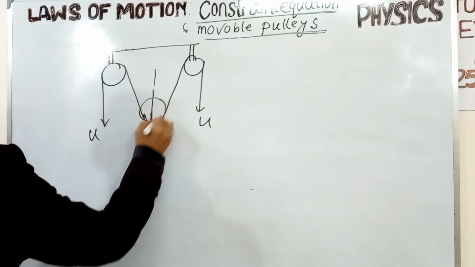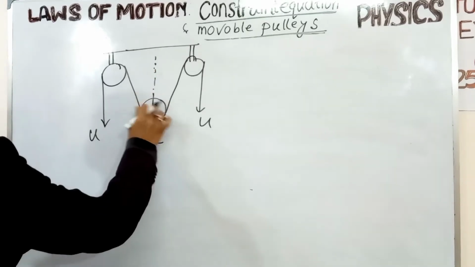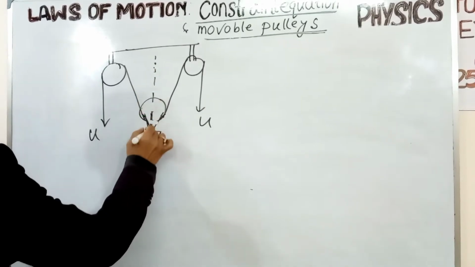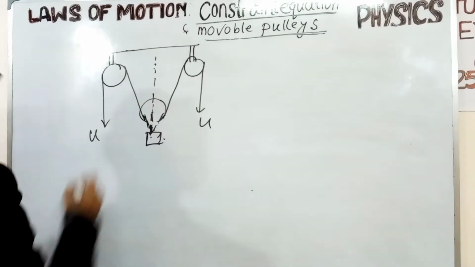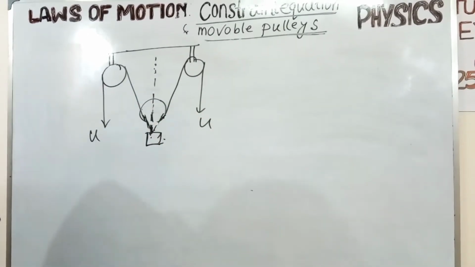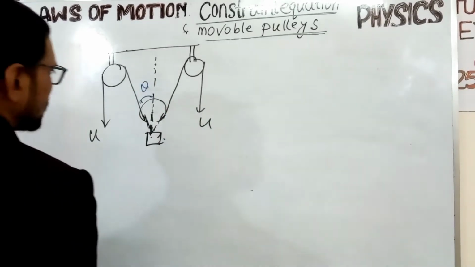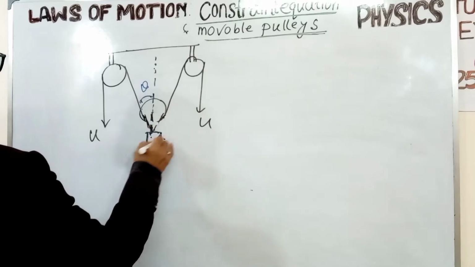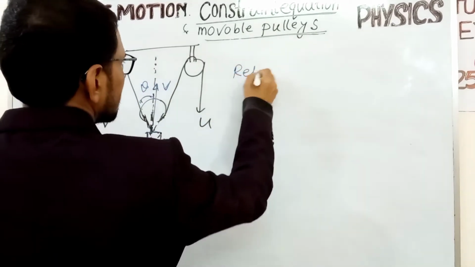Now this angle is theta. This is a vertical line I draw, just a vertical line, this is not a string. Now this is a block. Now if this angle is theta, what is the relation between u and v? Suppose this block is moved upward with velocity v.